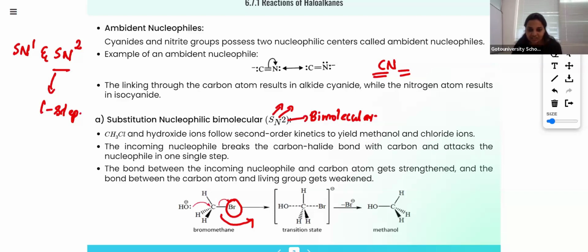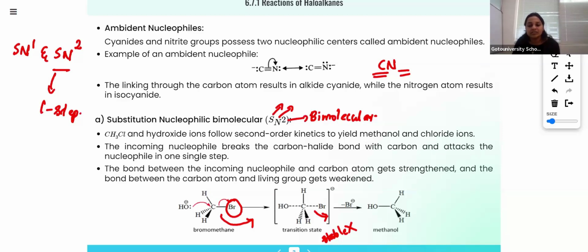So this is a transition state, which means they are not stable, because here carbon is connected to five groups. Here a partial bond is forming between carbon and hydroxyl group, and a partial bond is breaking between carbon and bromine. So after the intermediate, this carbon-bromine bond will completely break and the carbon-hydroxyl group bond will completely form.